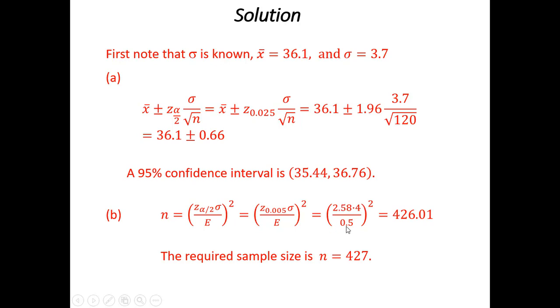So we would work out this fraction, and then we square it. We'll get some number. So here you see we have 426.01, but there's a special rounding rule here because we're trying to guarantee a maximum error. We always round sample sizes up. So even though we're very close to 426, this gets rounded up to 427. So that's our required sample size.